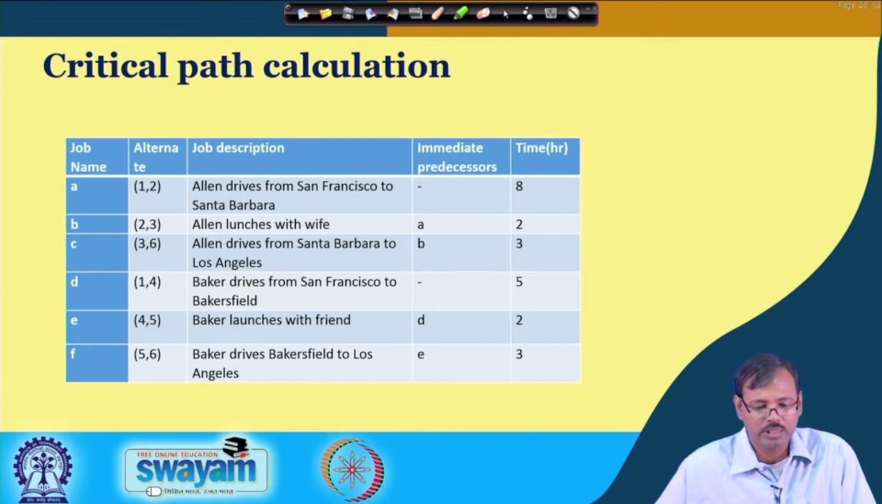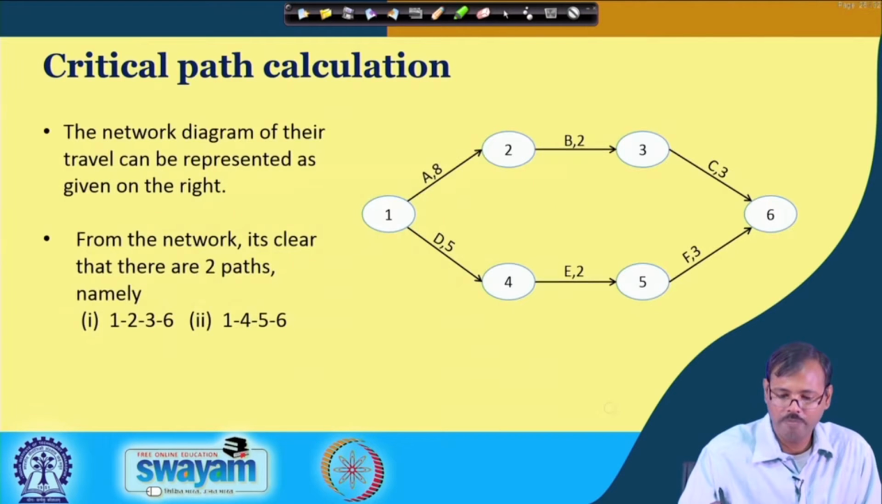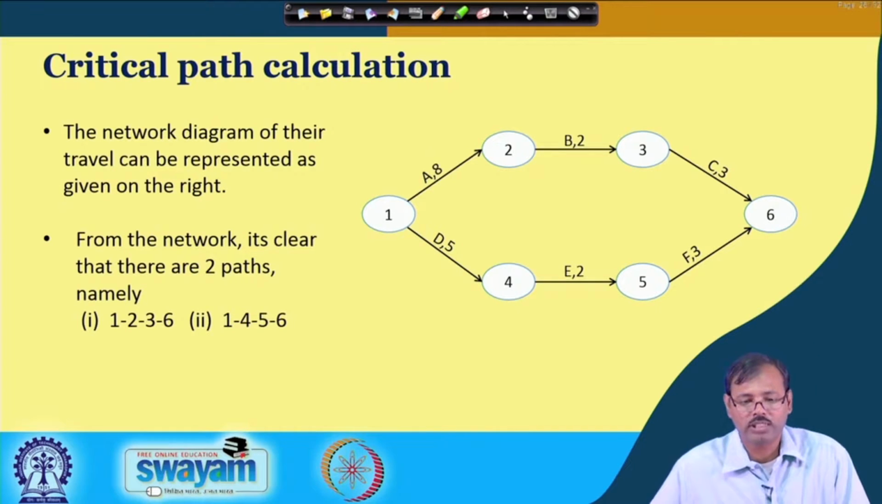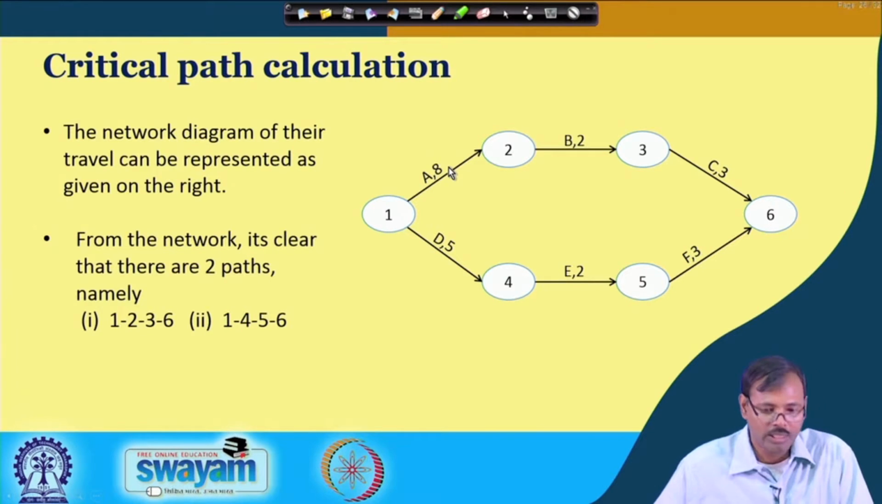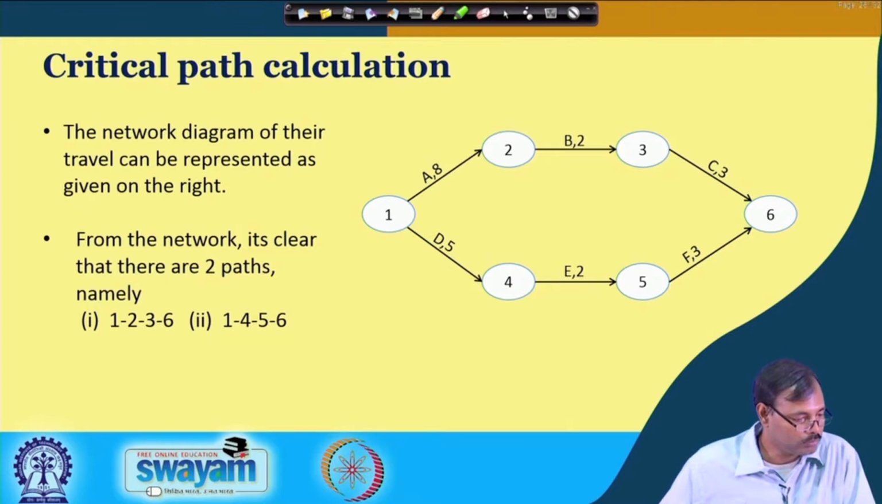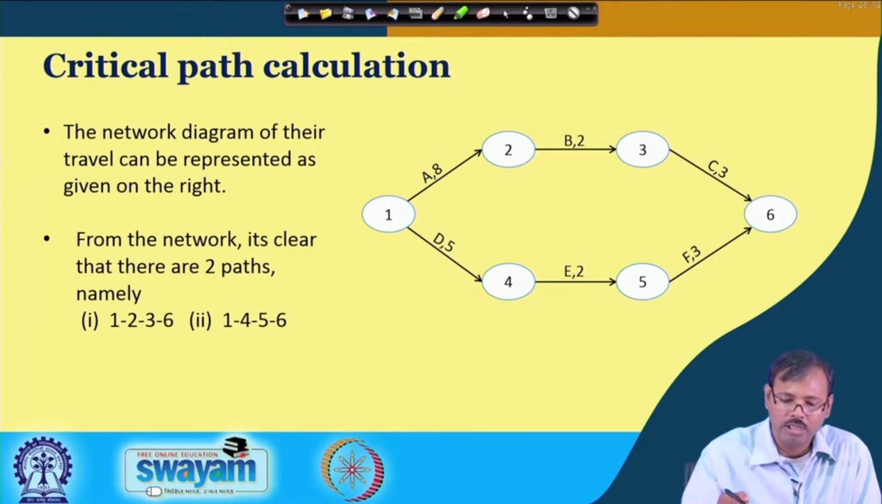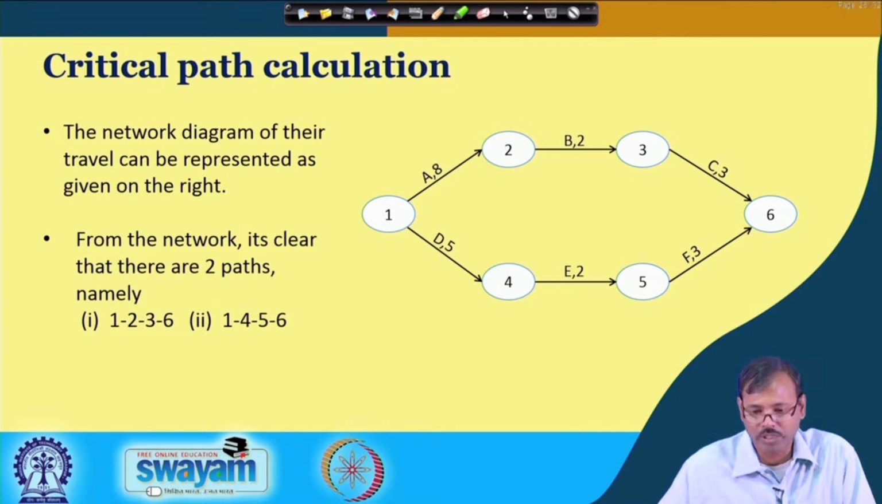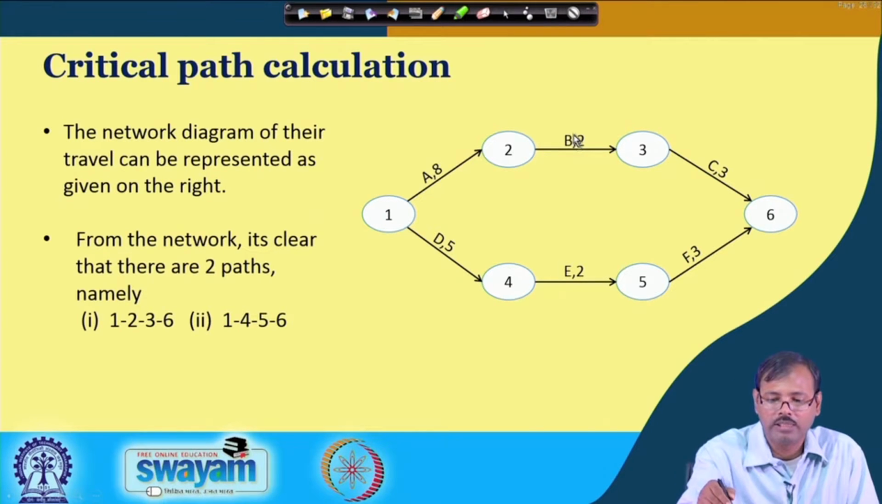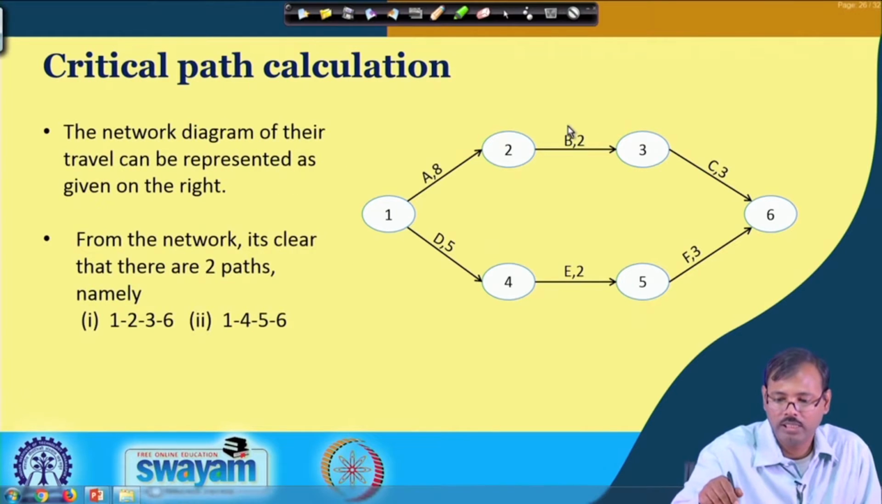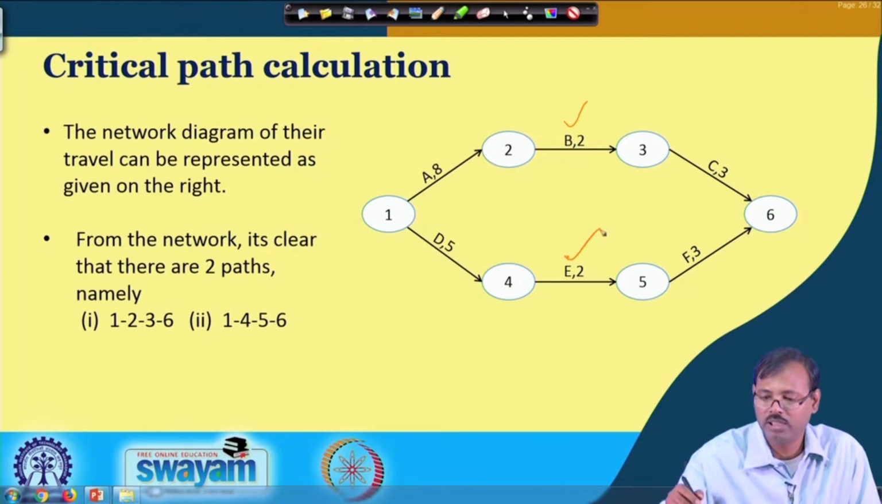So, this analysis method is called critical path analysis. The same example is given here and you can see the network can be constructed like this, where job A is for Allen to move from San Francisco to Santa Barbara, and this is for Baker, Los Angeles to Bakersfield. Then finally, a lunch in both places, in Santa Barbara and in Bakersfield, and then Santa Barbara to Los Angeles. This is Bakersfield to Los Angeles.